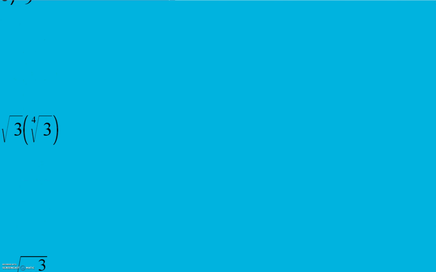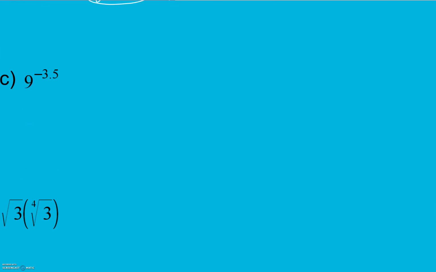9 to the negative 3.5, sorry. I can do 1 over 9 to the 3.5. That's 1 over, and that was again to get rid of the negative. We move it to the denominator. 9 to the 7 over 2. 3.5 is 35 over 10. 1 decimal place, 1 zero. I can take a 5 out of each of those, 7 over 2.